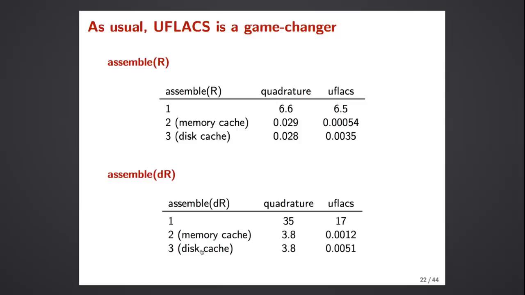In addition to this, UFLACS, the form compiler, is continuously maturing. And it's still essentially our only go-to solution for these types of problems. You can see why. Here I have, on the top, the table for assembling the residual, on the bottom the table for assembling the derivative of the residual. The rows are three runs, run once, twice, three times. These are timings in seconds, comparing the quadrature representation. Note that this is unoptimized, so don't pay too much attention to these numbers. And here's UFLACS. So you can see that in this case, compile time is about the same. Run time is significantly lower. In this case, compile time is also significantly lower. And here, in these numbers, we really see the difference.